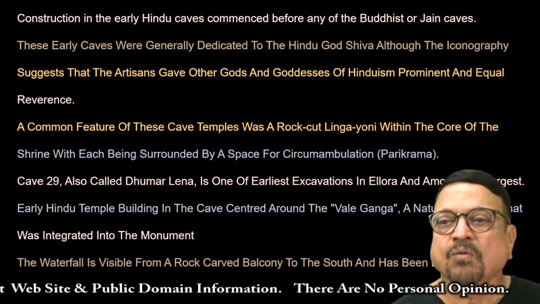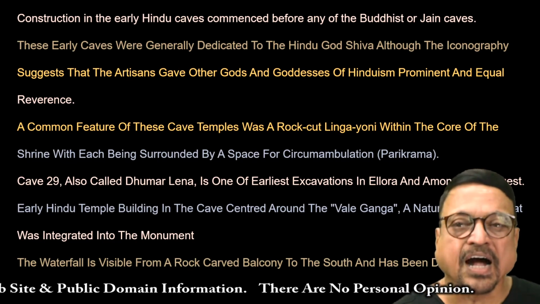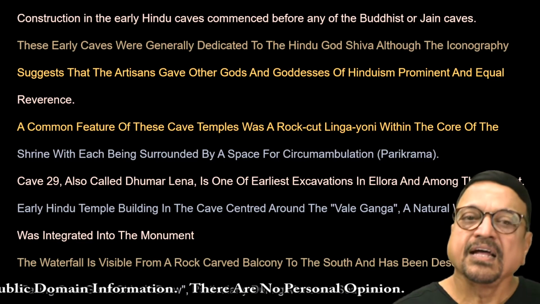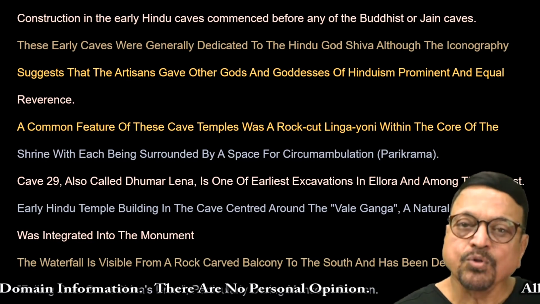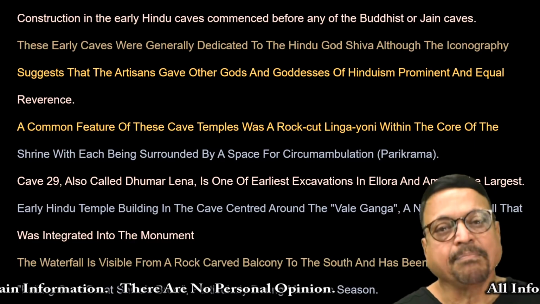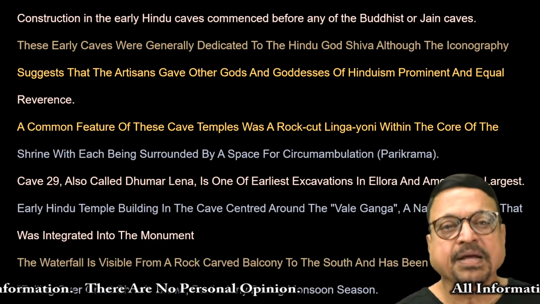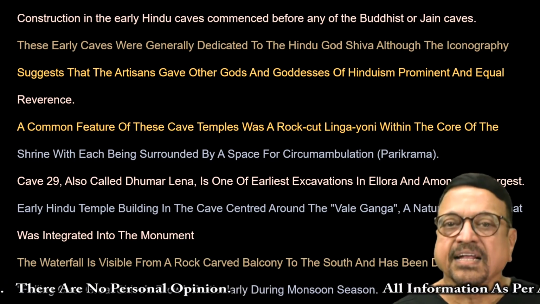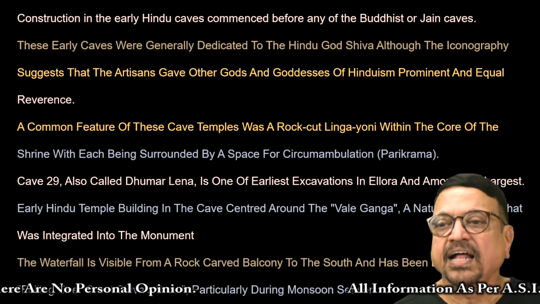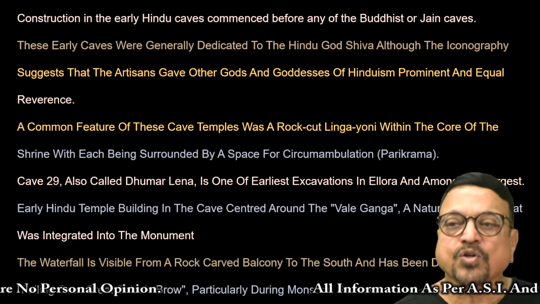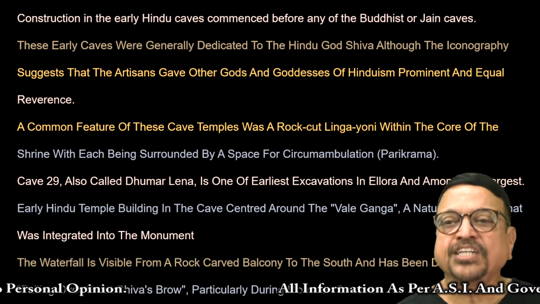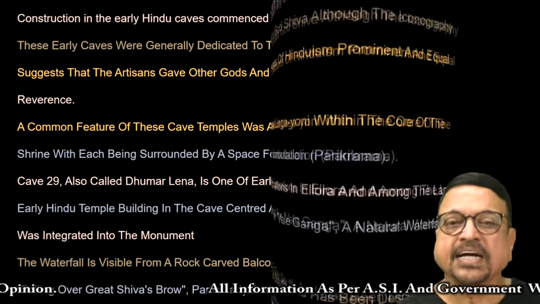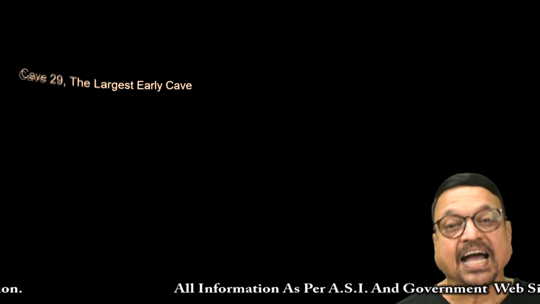The waterfall is visible from the rock carved balcony on the south. If you go to the south of the cave, you will find a balcony, and from that balcony it will be seen. The scene will be such that the waterfall will be falling over the great Shiva's bow, particularly during monsoon. So that was a great design.